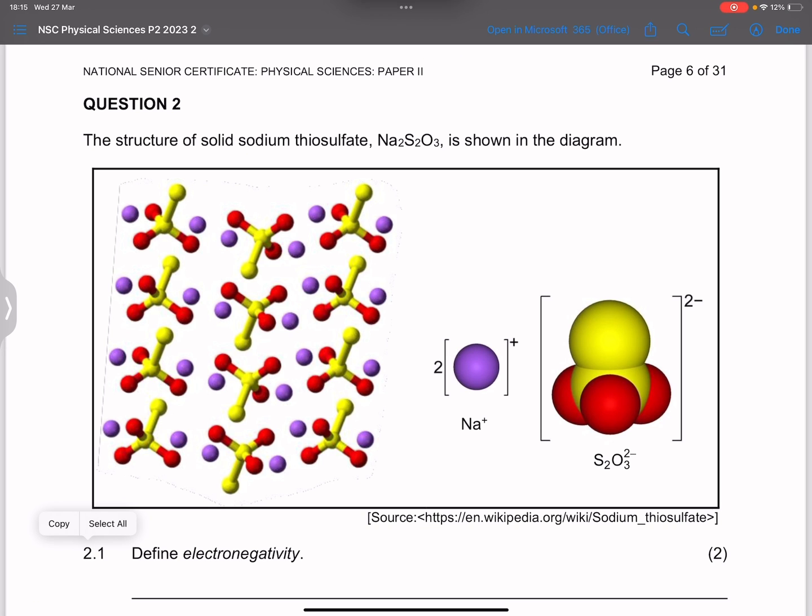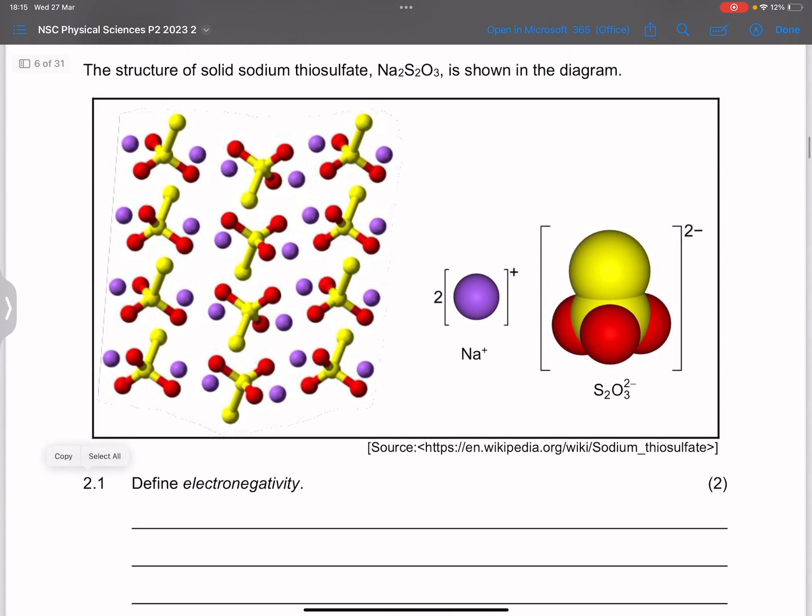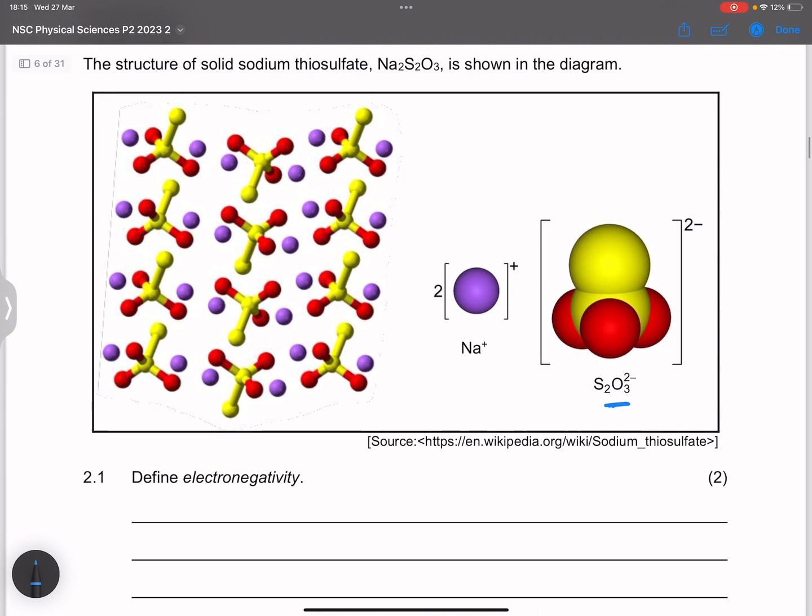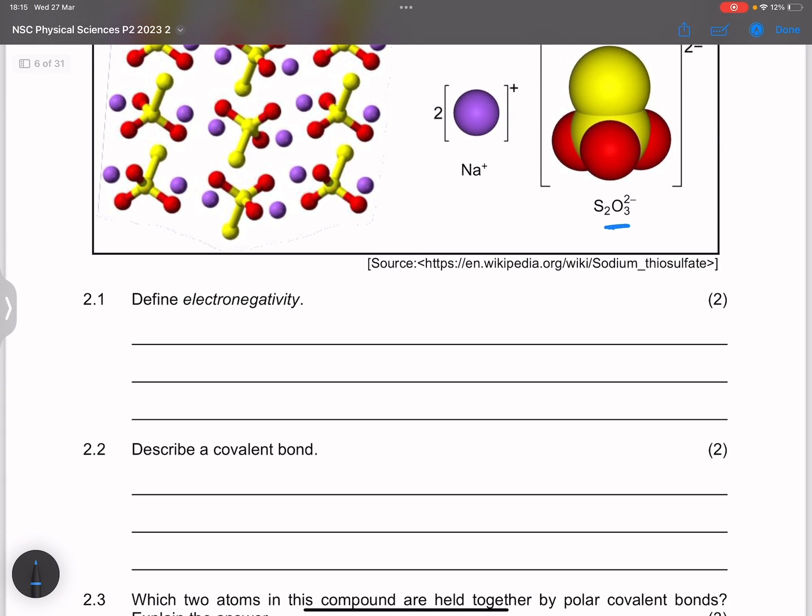Right, so on question 2, they say the structure of a solid sodium thiosulfate is shown in the diagram. Okay, so there you've got sodium ions over there and the sulfate ions. Right, now the first thing that we are being asked is define electronegativity, and I hope that most of us have got this theory, right?